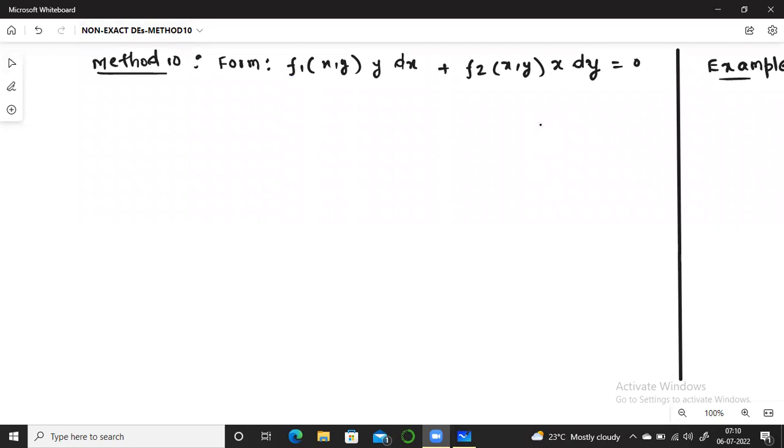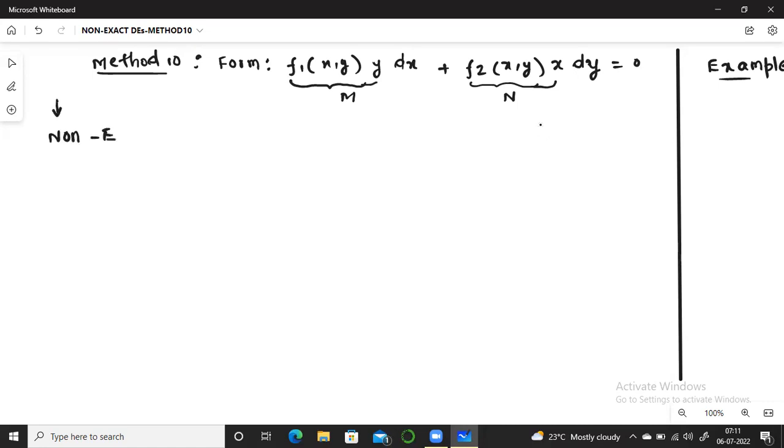Firstly, the problem is available in this form: the function f1 of variables x comma y into y dx plus function f2 of variables x comma y into x dy is equal to 0. If you treat this whole thing as M, a function of x comma y, and this whole thing as N, it looks like M dx plus N dy is equal to 0. Now this equation is non-exact. Of course it is non-exact. So the given equation is non-exact.